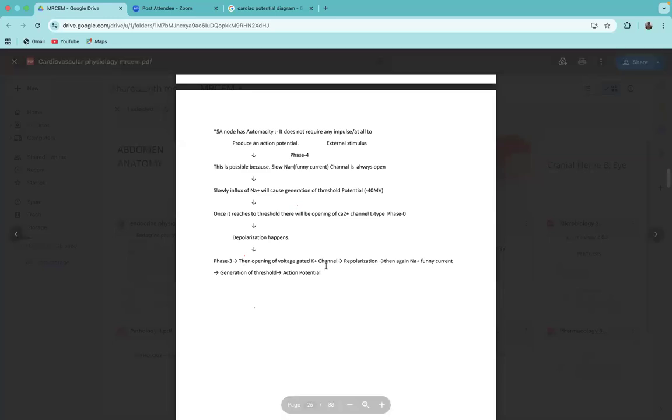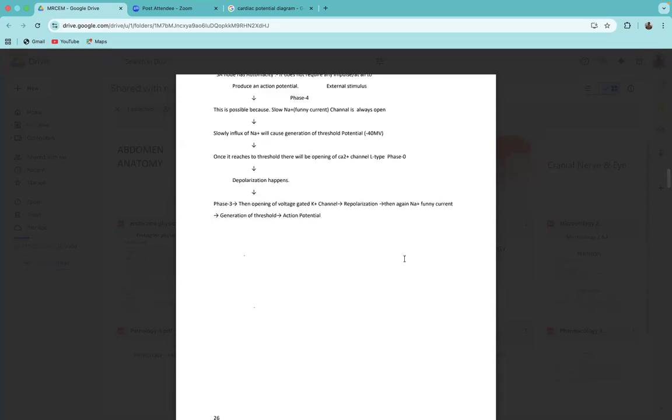The voltage gated potassium channel opens and repolarization occurs, then again the funny current sodium channel opens, and the cardiac potential starts again. And this is basically the generation of threshold and action potential. So this is basically the cardiac potential. Okay.